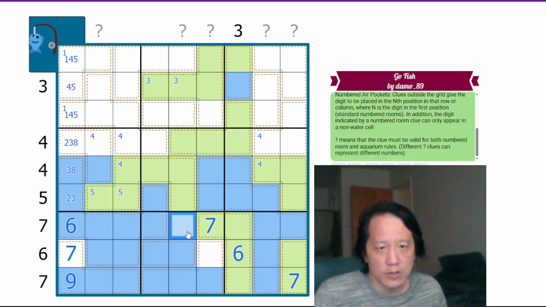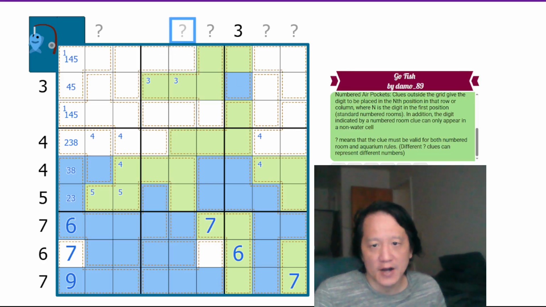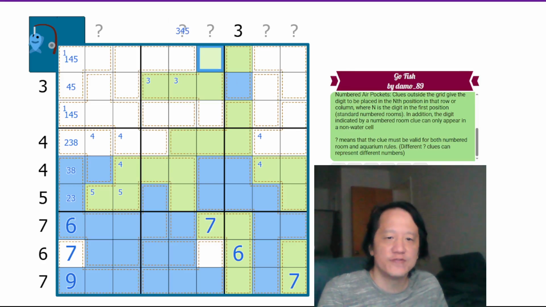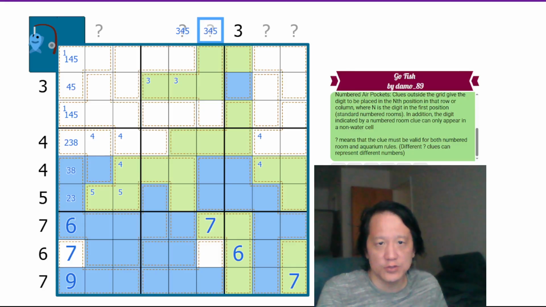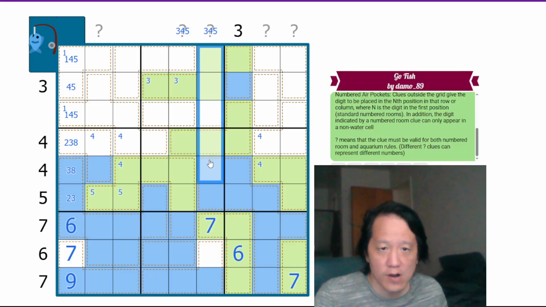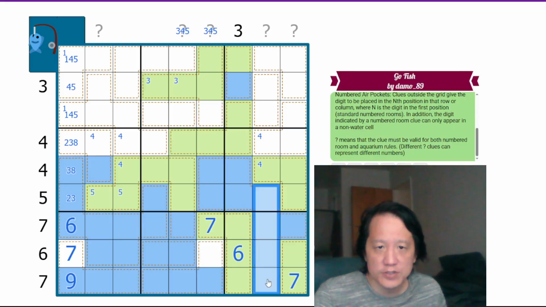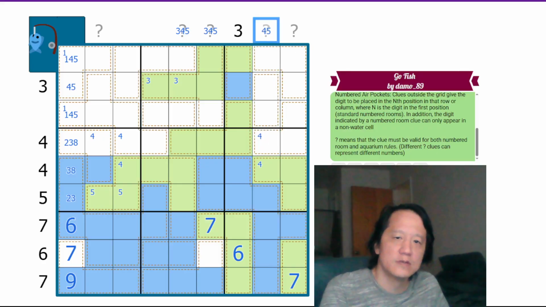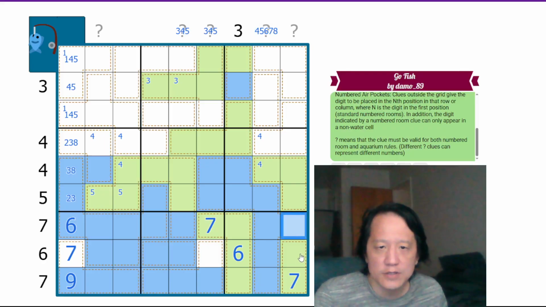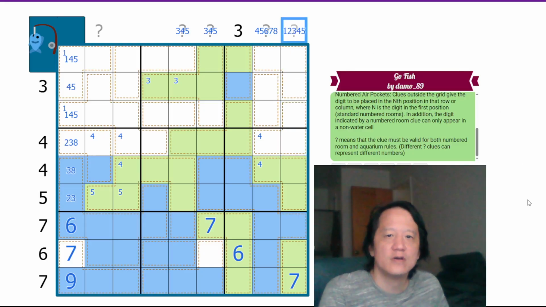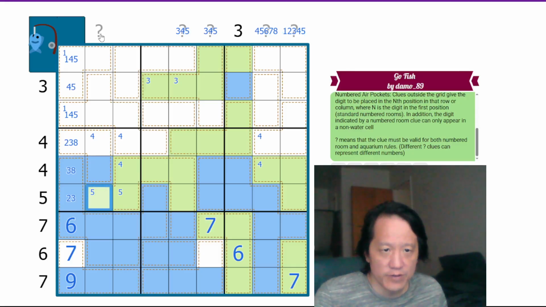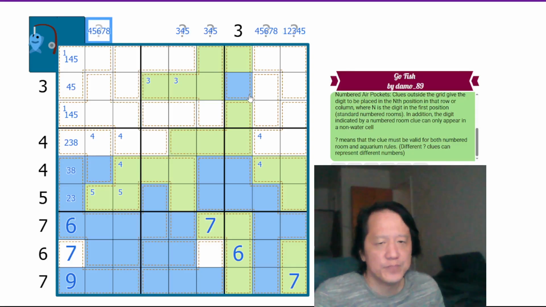This can be 1, 2, 3, 4, 5 at most. So 3 through 5. This is also 3 through 5. 1, 2, 3, 4, 5. This is 4 through 8. And this has to be 1 through 5 here. This can be 4 through 8 also.